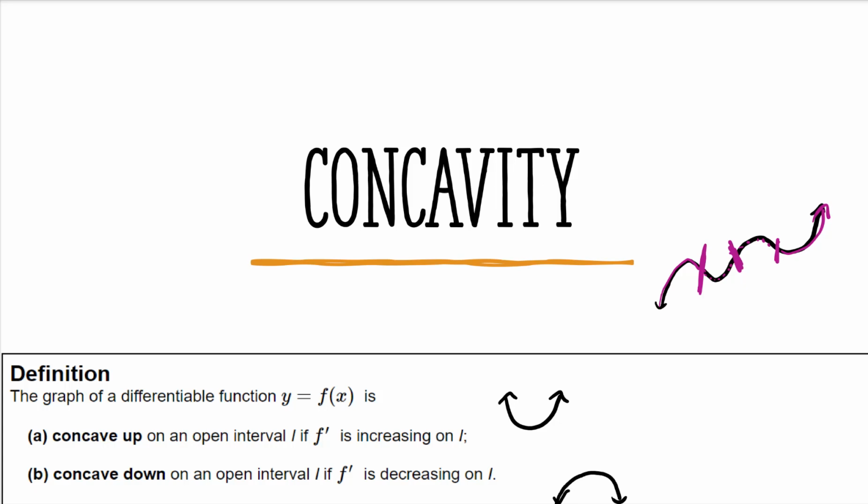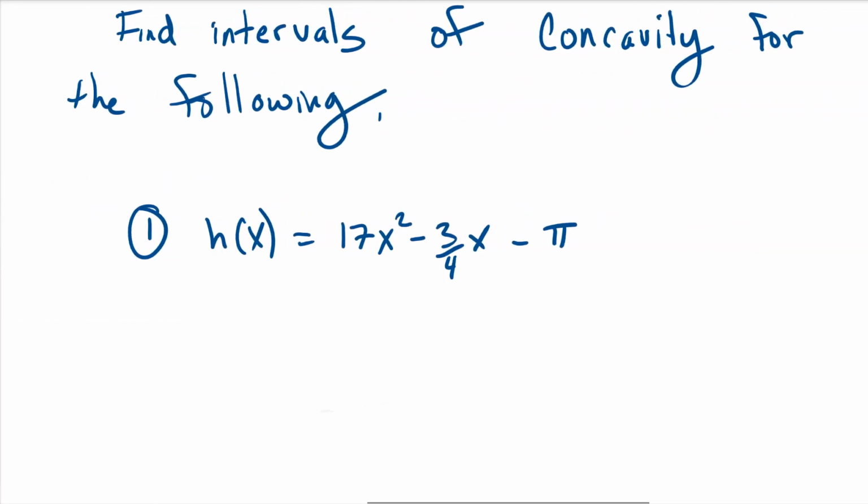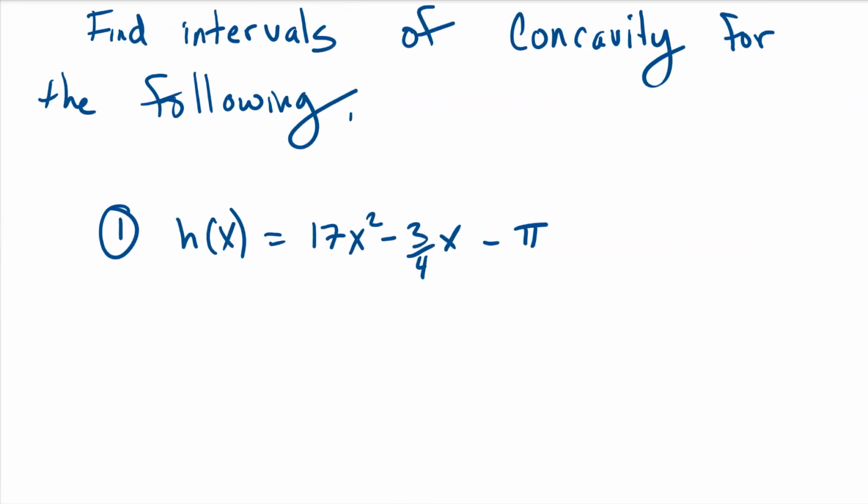And we keep taking a look. Let's see what we got. I got a problem here. Here we go. Let's find the intervals of concavity for the following. So we're going to start off with this one. We just want to know, where is this thing concave up and concave down? And I've thrown some extra nonsense into this just to make it seem like this is a tough problem.